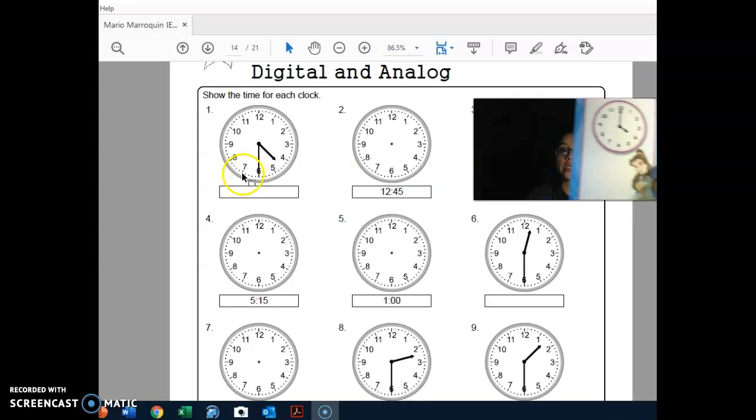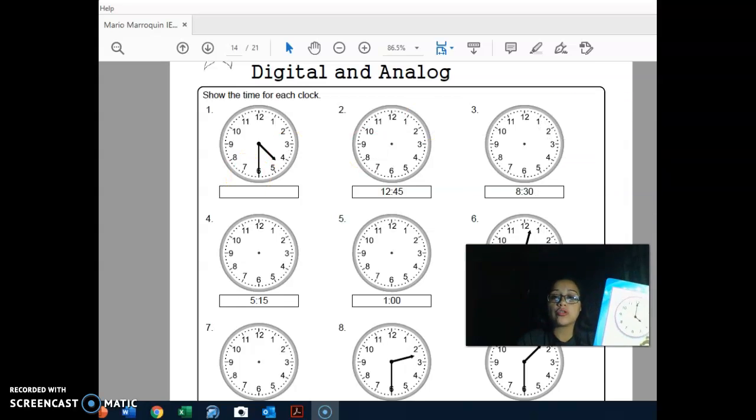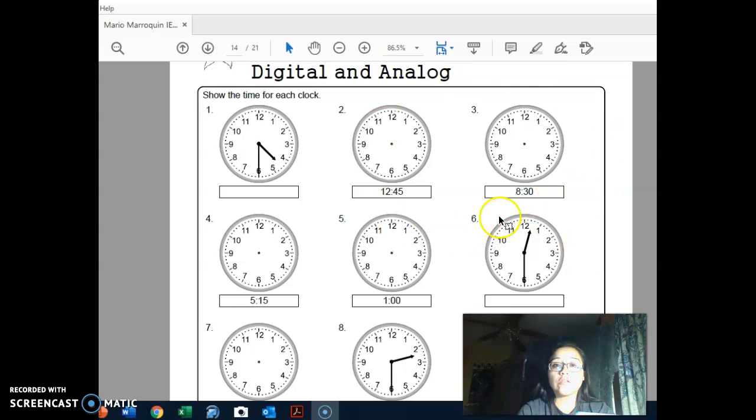So what I want you to do is you're going to do these next questions on this worksheet by yourself. I'm going to help you with the first 3. You're going to write these on a piece of paper. If you need to draw the clock, draw the clock. So number 1 has the small hand in between the 4 and the 5, and the big hand on the 6. What is our small hand? The hour. What is our big hand?